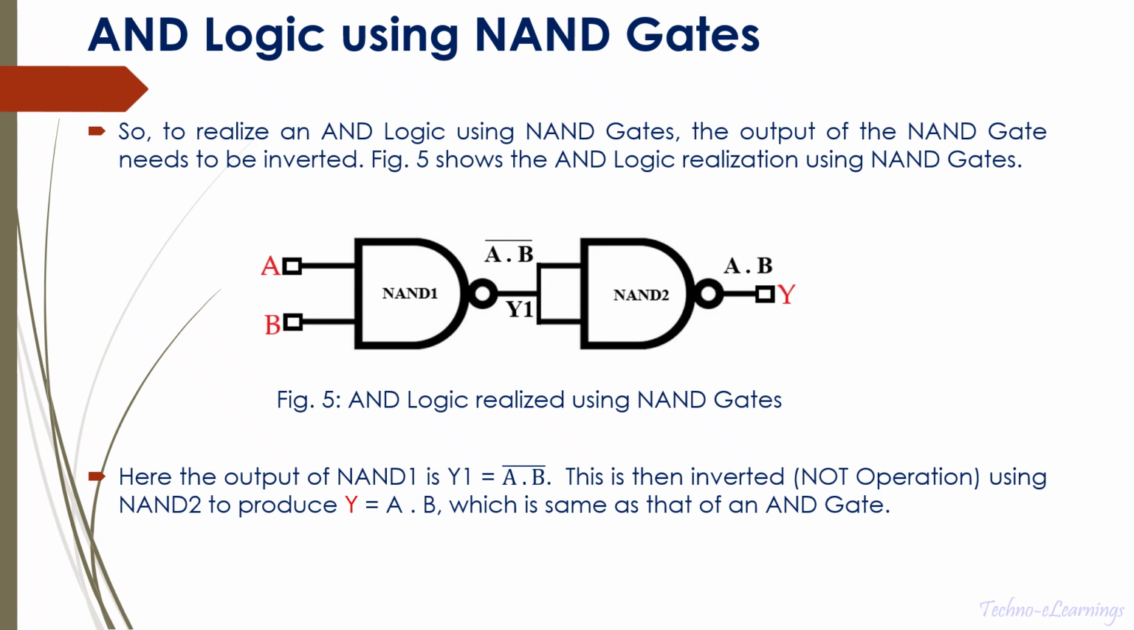AND logic using NAND gates. So to realize an AND logic using NAND gates, the output of the NAND gate needs to be inverted. Figure 5 shows the AND logic realization using NAND gates, where the output of NAND 1 is Y1 equals (A dot B) bar. This is then inverted using NAND 2 to produce Y equals A dot B, which is the same as that of an AND gate.